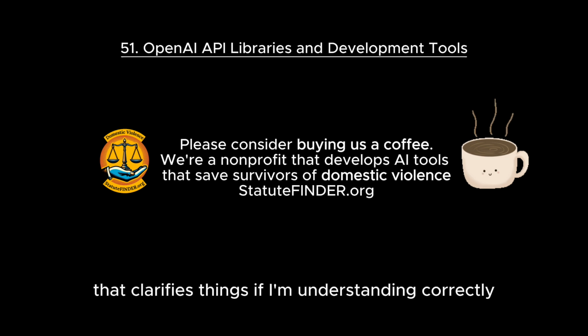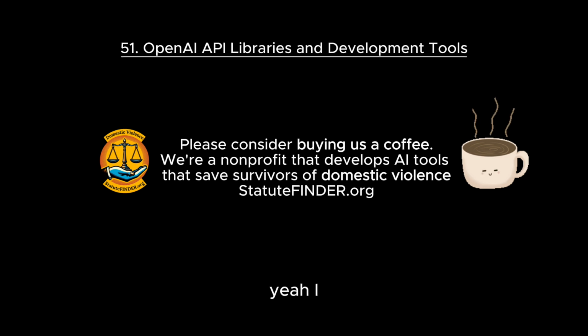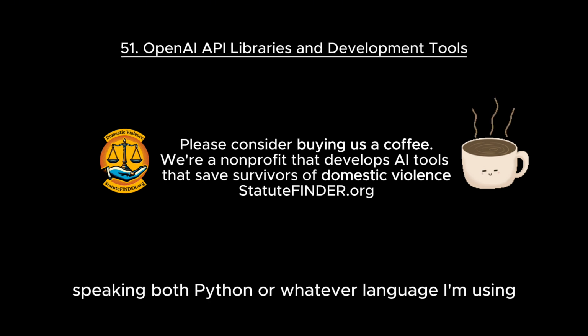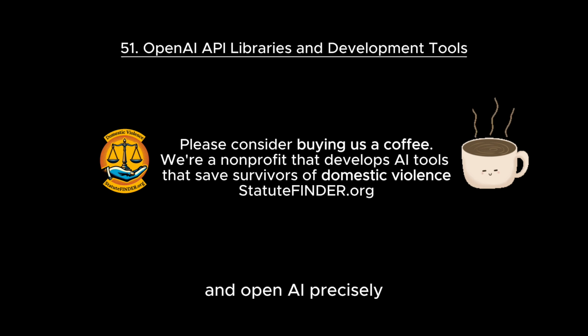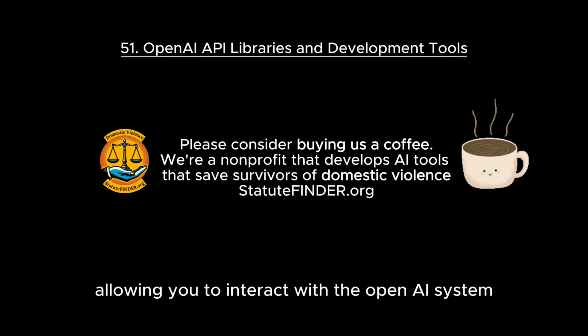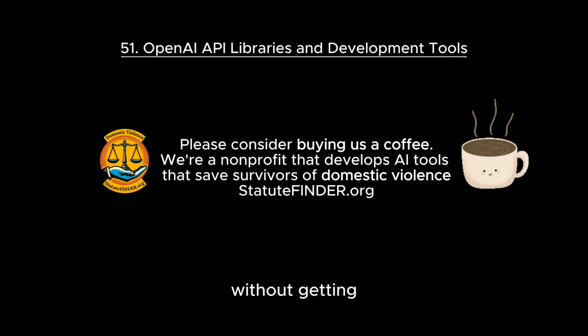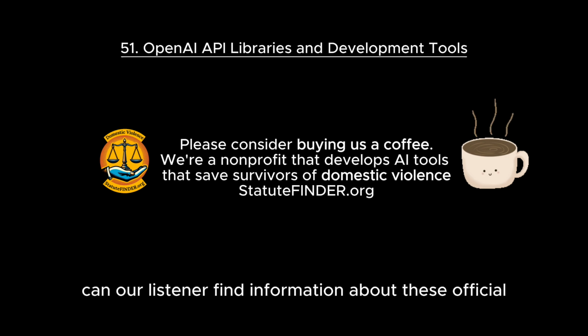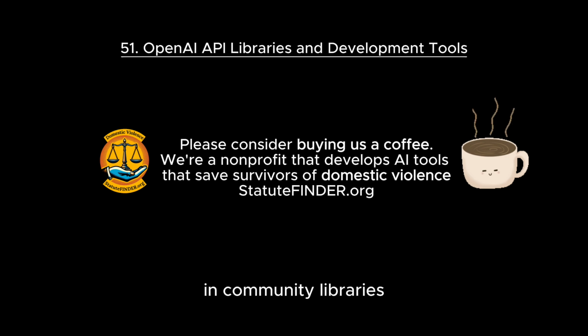Okay, that clarifies things if I'm understanding correctly. I write my code using a specific library, and that library acts as my interpreter, speaking both Python, or whatever language I'm using, and OpenAI. Precisely. The library acts as a translator and facilitator, allowing you to interact with the OpenAI system without getting bogged down in the intricacies of API calls. Got it. So where in the OpenAI documentation can our listener find information about these official and community libraries?